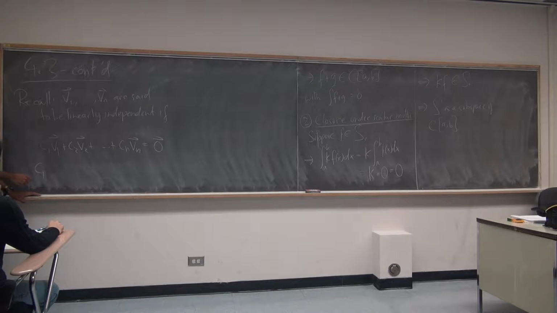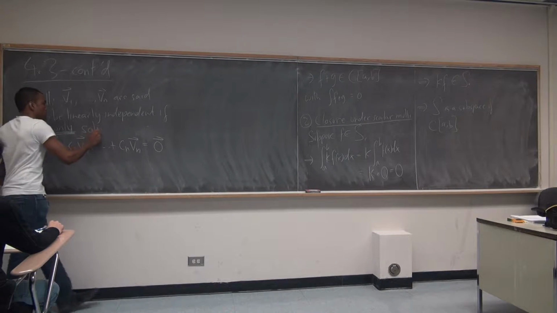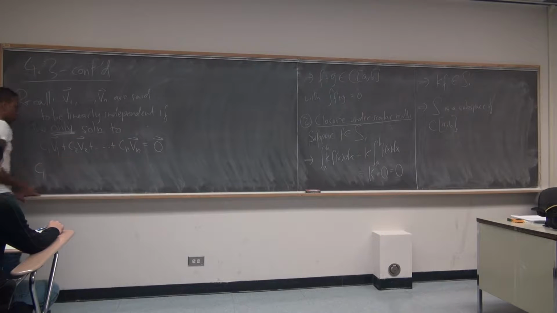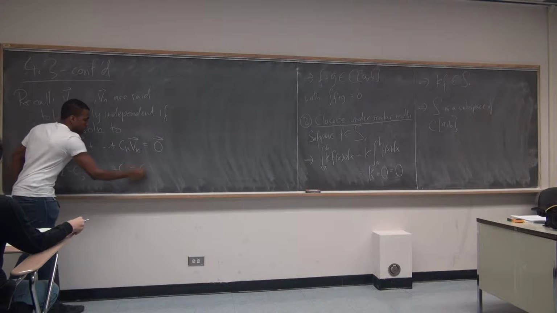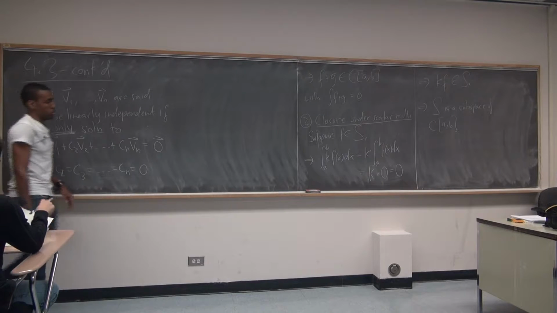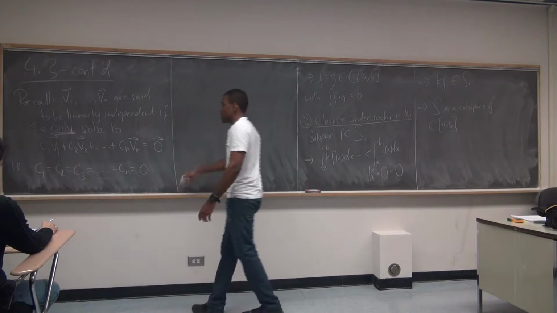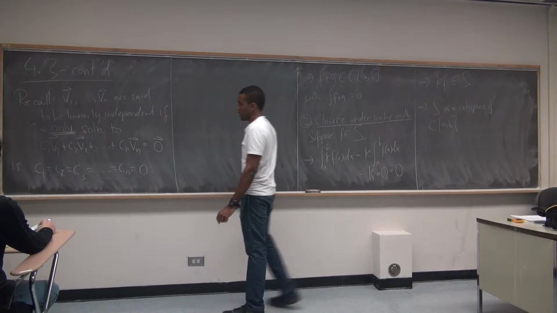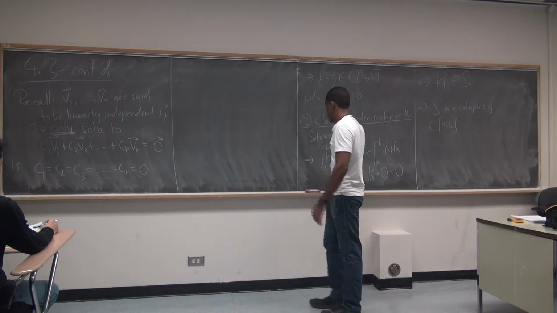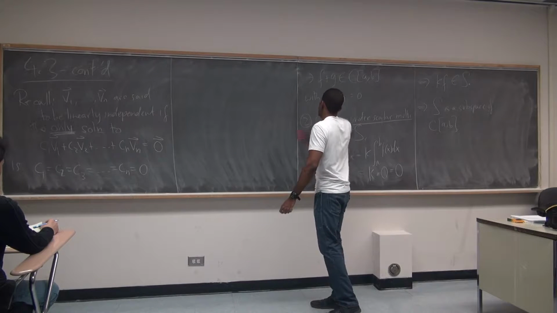Okay, so it's linearly independent if the only solution, that's super important, to this equation is C1 equals C2 equals C3. All of these guys have to be 0. That's what it means to be linearly independent. If that happens, this is a theorem, then it means that you can't write any one as a linear combination of any of the others, right? Which is the important idea.